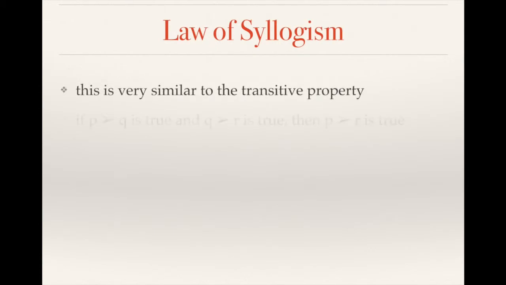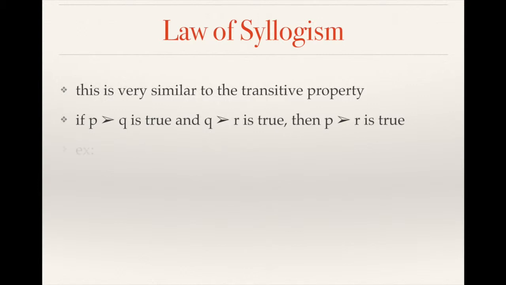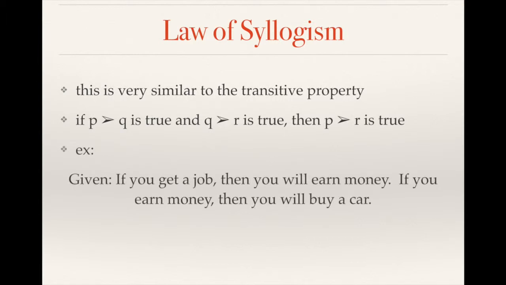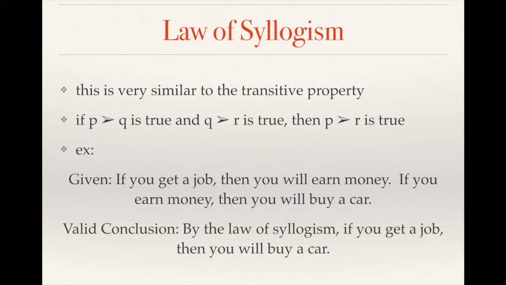For instance, if your statement P to Q is true and Q to R is true, then P to R is true. For an example, if you get a job, then you will earn money. If you earn money, then you can buy a car. So, through the law of syllogism, if you get a job, then you can buy a car.